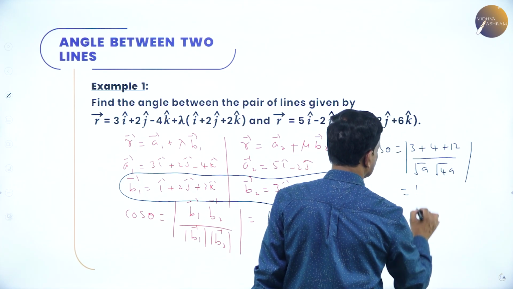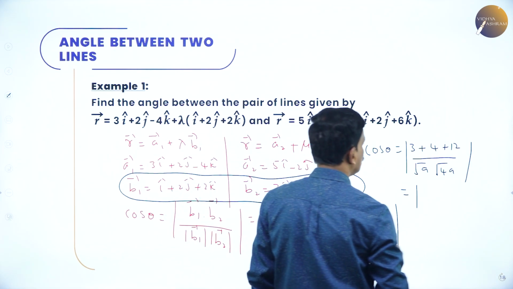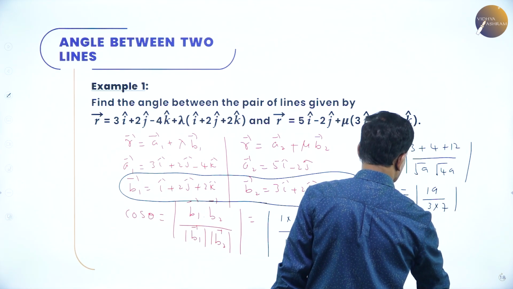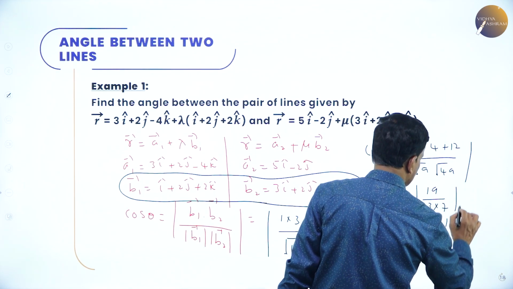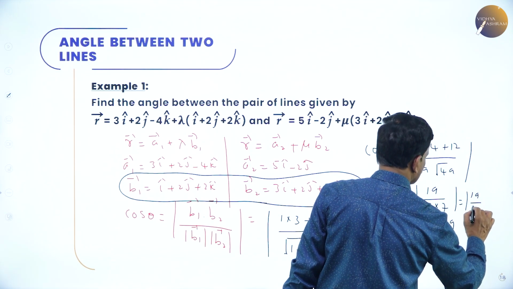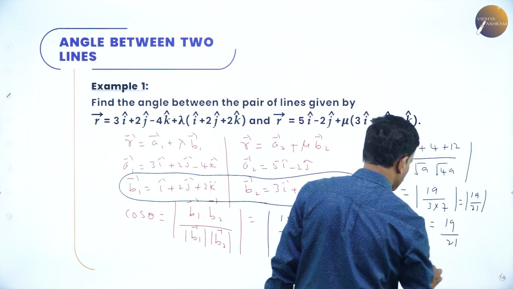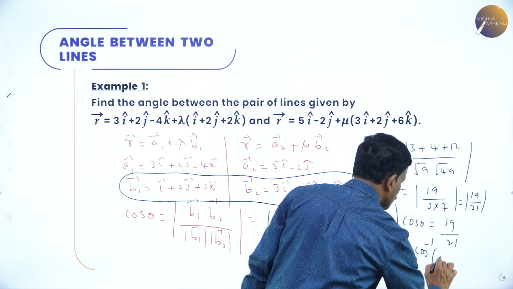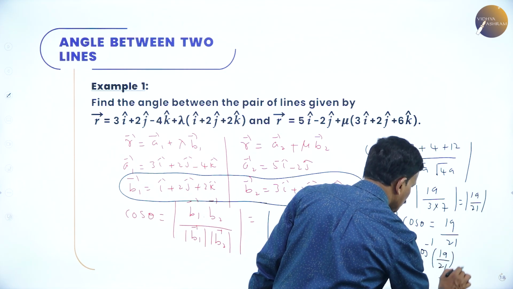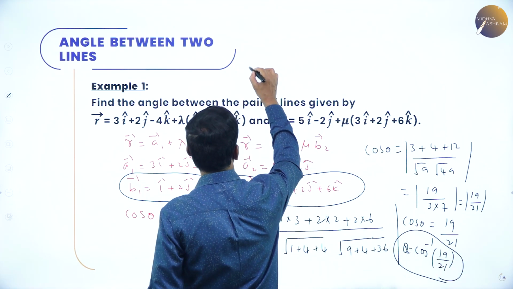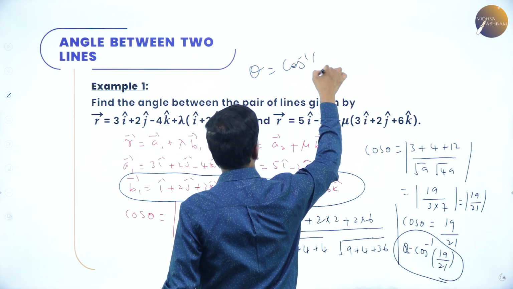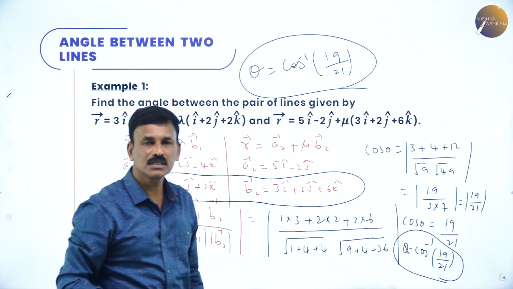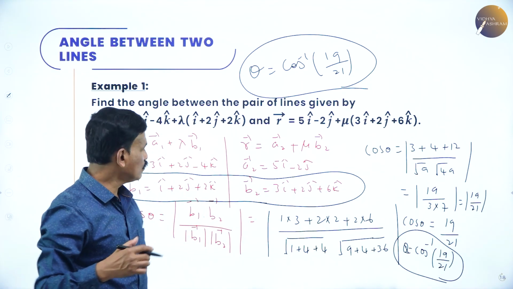What is this equal to? That's 3 plus 4 is 7, plus 12 is 19, divided by 3 into 7. So cos theta is 19 divided by 21, and theta is cos inverse of 19 by 21. So the angle of intersection between these lines is theta equals cos inverse of 19 by 21. That's it. This is the angle. Very important, right? Now, move on to the next one.